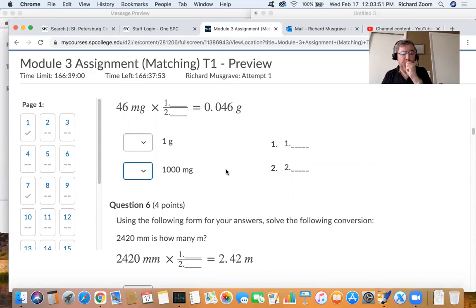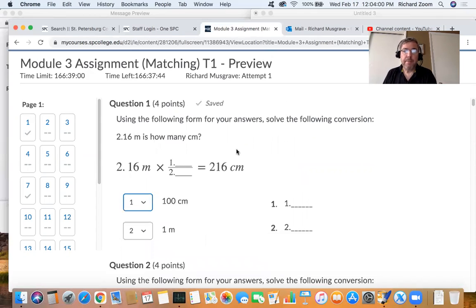As I said, probably good to have the conversion chart out in front of you while you're doing the problems. Okay.